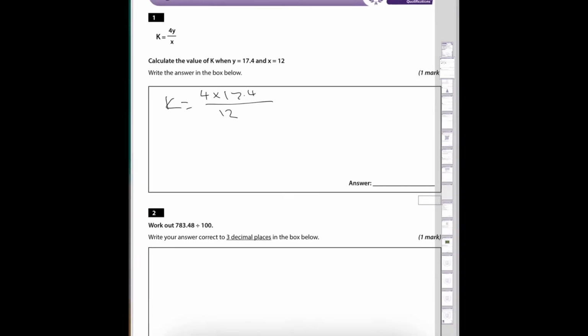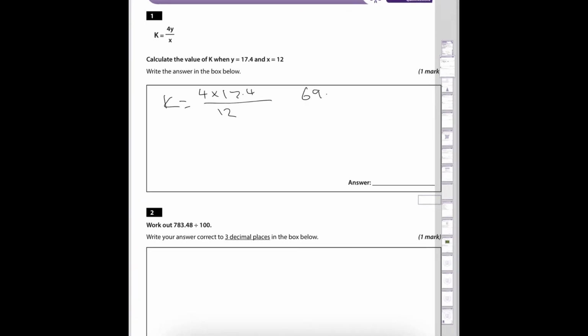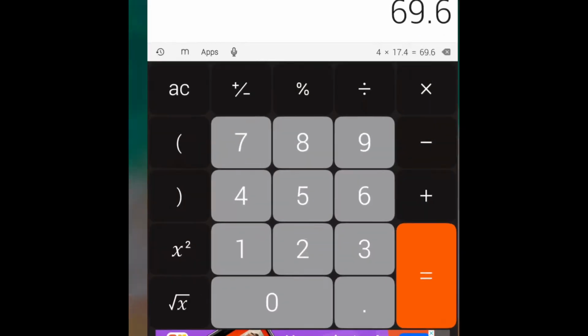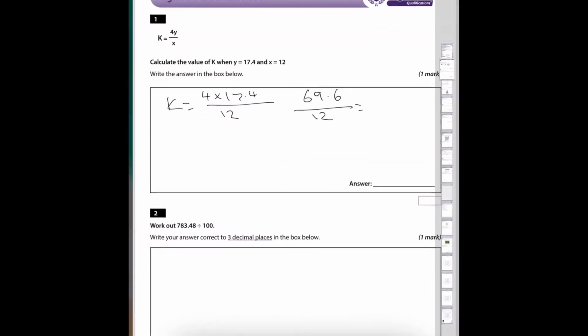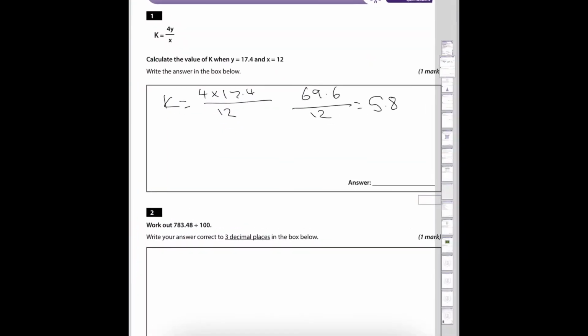69.6. So 69.6 divided by 12 is 5.8. So k is 5.8. Nice and easy to get us started.